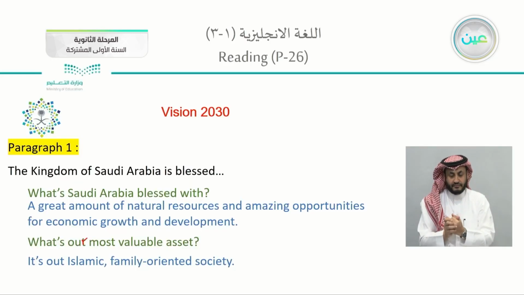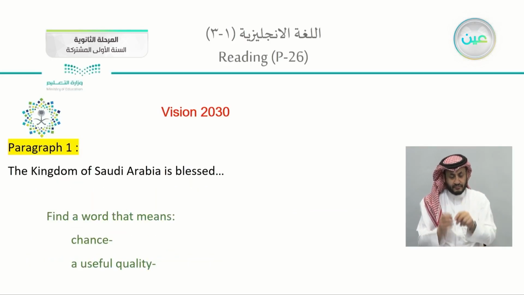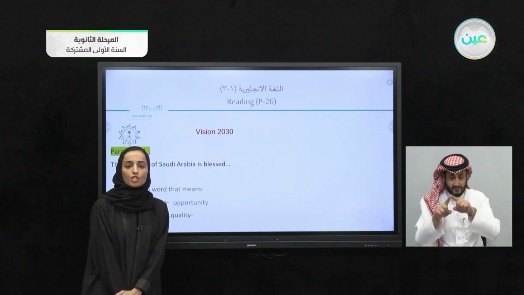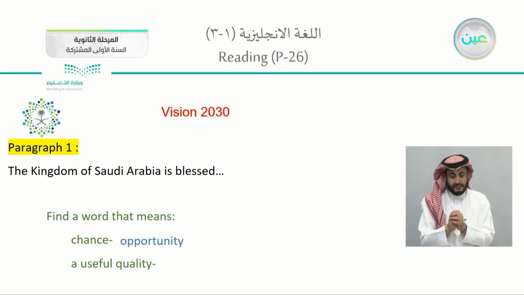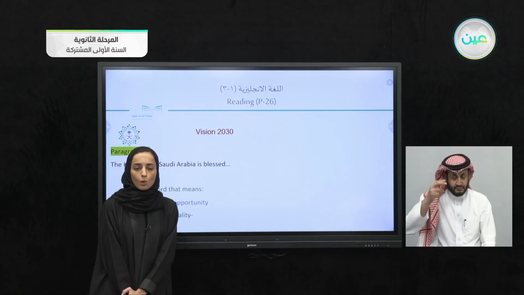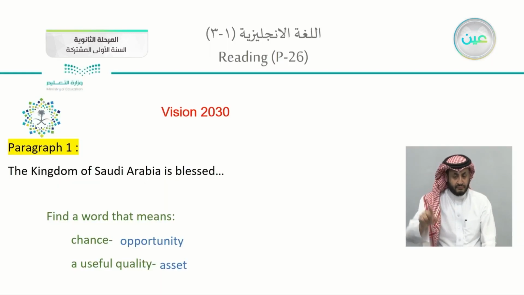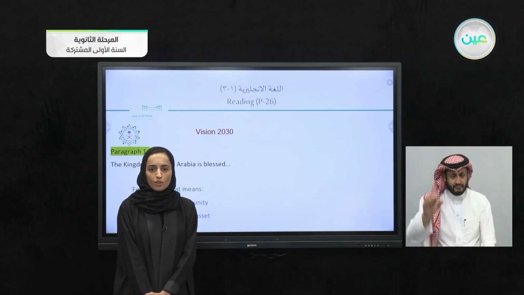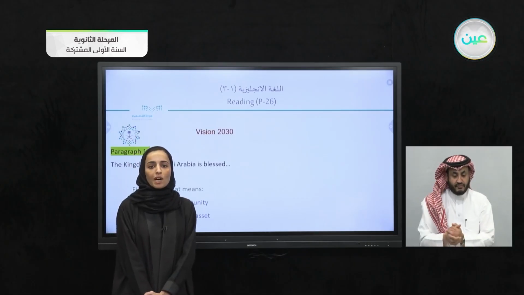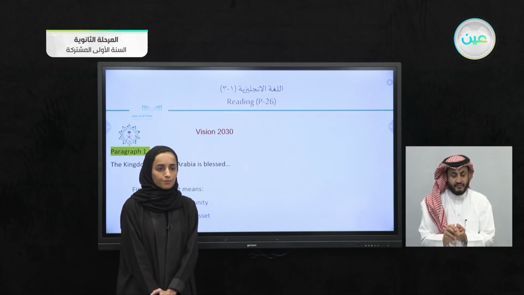Let's go back to the same paragraph and you will find 2 words. Can you find a word that means chance? A chance means opportunity. You can find it in the first paragraph, opportunity. Can you find a word that means a useful quality, valuable quality? It means asset. The asset is the most important thing that we've got. An important quality is the asset.